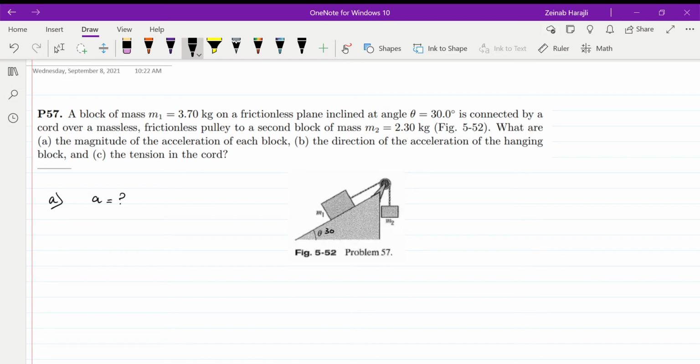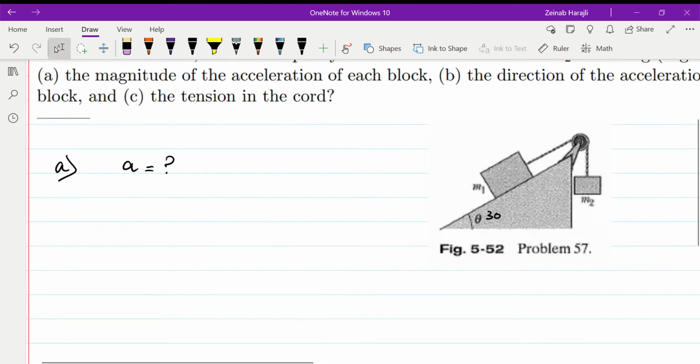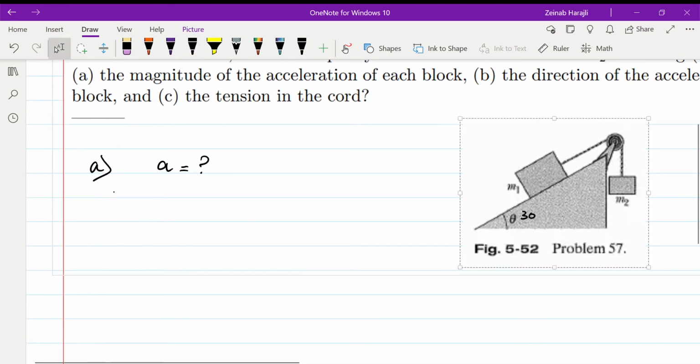First of all, the acceleration of both blocks is going to be the same because this is one system moving together. So we just need to find the acceleration by applying Newton's laws on each box separately. And we can start with M1.